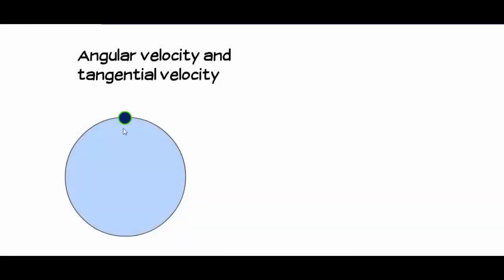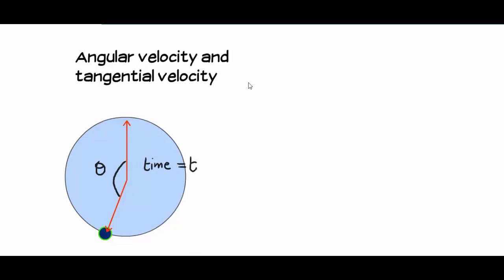So now we're going to look at the angular velocity and the tangential velocity. So if we have our object moving through an arc, and it will have gone through an angle of theta, where theta is going to be in radians, and it's taken a time t for that to happen, then omega is the angular velocity, which is the rate of change of angle. So it would have the SI units of radians per second.